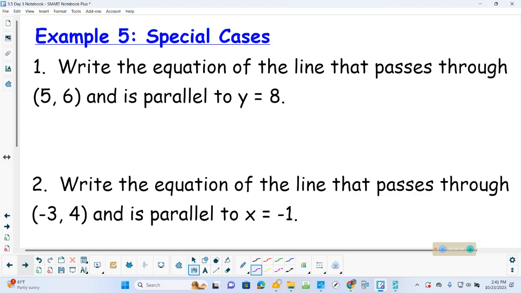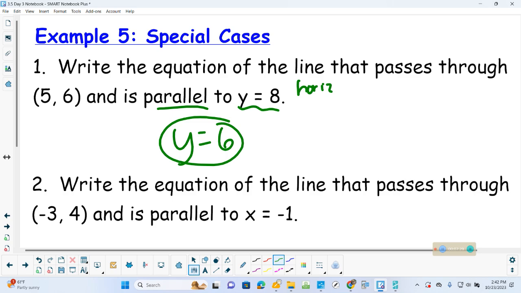We just need to talk about when you have your special types of lines, horizontal and vertical. So before we read it and get crazy, what type of special line is y equals 8? Horizontal or vertical? Horizontal. Okay, parallel. What type of line is parallel to a horizontal? Another horizontal. So I know my answer is going to be the same style. Now, it has to go through this point, 5 comma 6, so y better equal what? 6. Done.